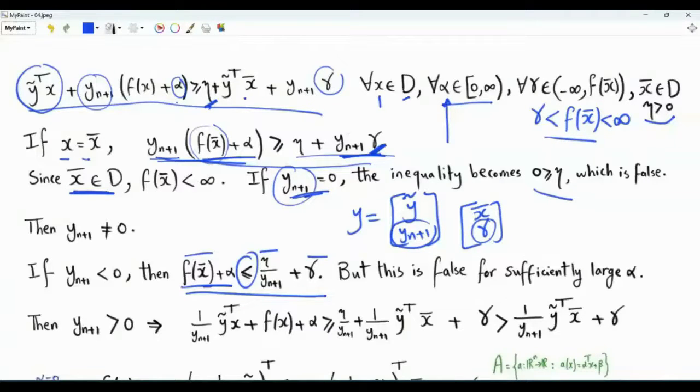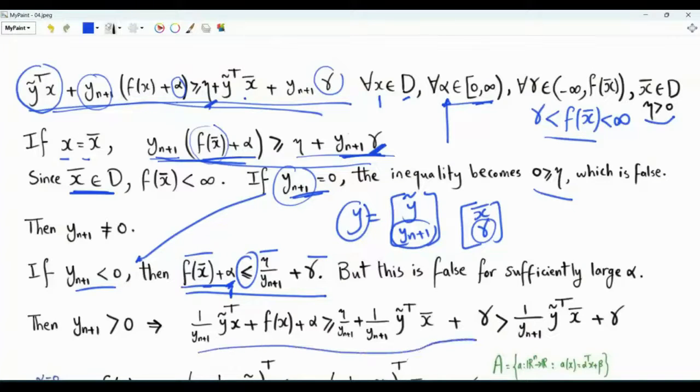But this inequality should be true for every alpha, no matter how large. However, for sufficiently large alpha, this inequality cannot be true. So if we push alpha towards infinity, this inequality will be violated, but it needs to be valid for every non-negative alpha. We can also reject this possibility that yn plus 1 is strictly negative. Based on these two arguments, we are sure now that the last component in this vector y must be strictly positive.